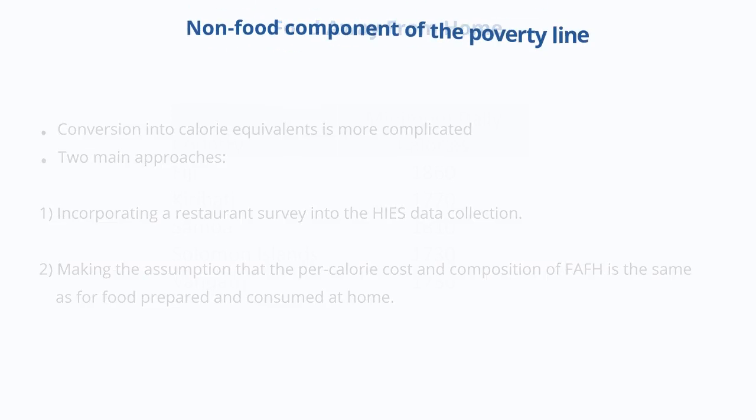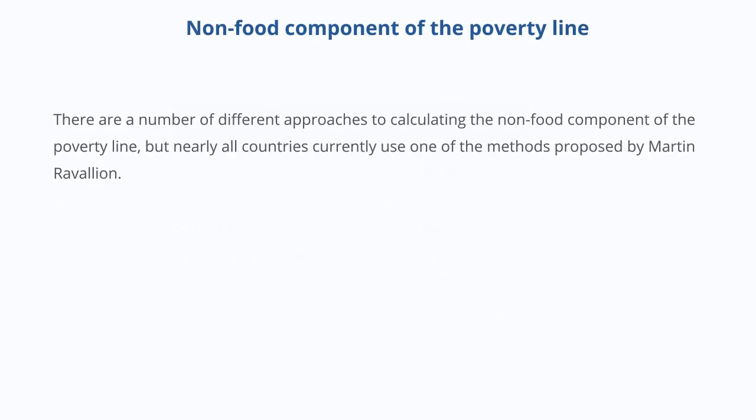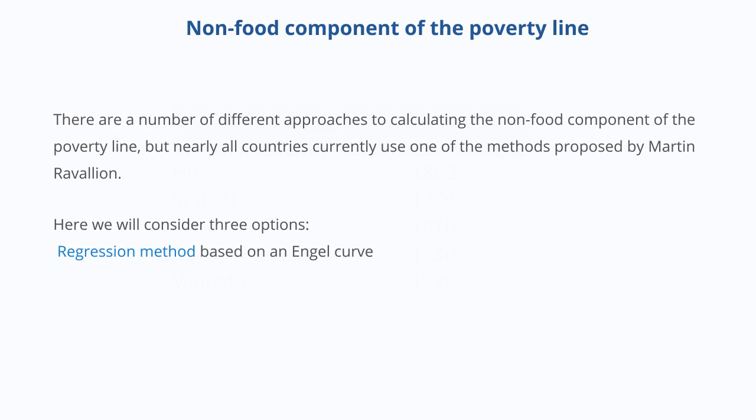Finally, determining the non-food component requires complex calculations. There are a number of different methods that are used for this, most of which are based on the work of researcher Martin Ravallion. There are 3 that we consider the most common. This is the regression method based on an Engel curve, a Ravallion non-parametric upper poverty line, and a Ravallion non-parametric lower poverty line. We are still in the process of finalizing these recommendations for the Pacific.